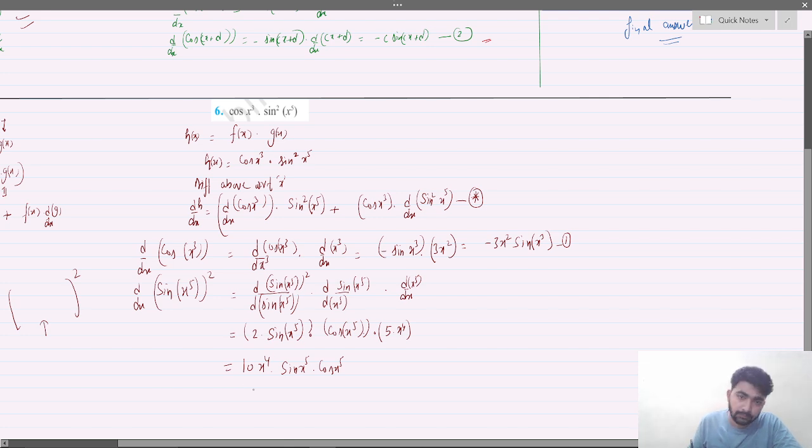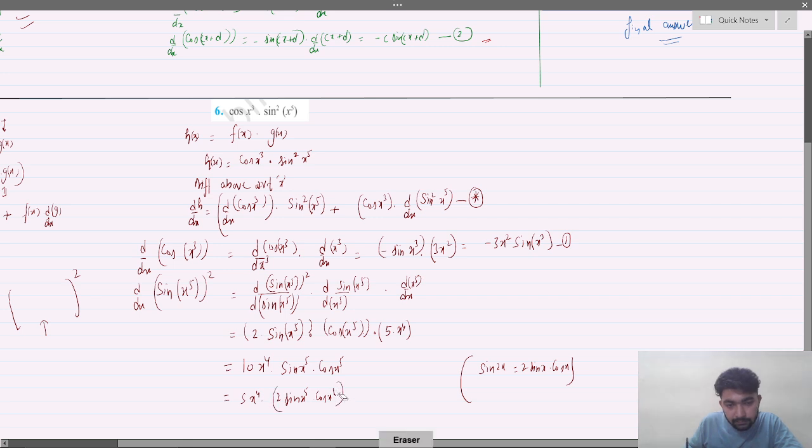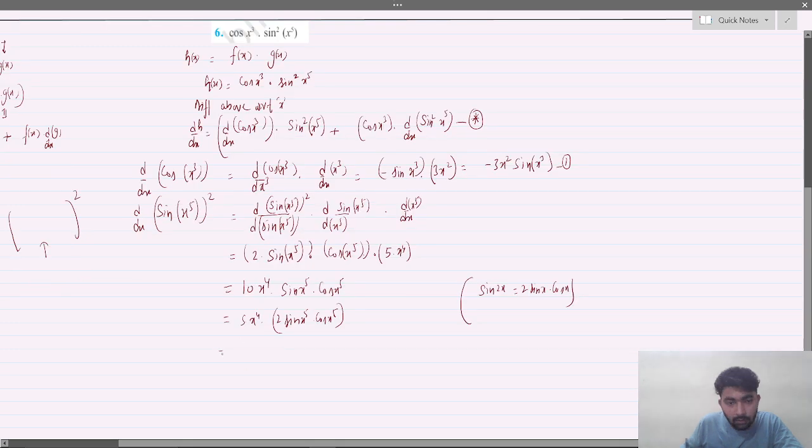Either you can leave it here, or we can write, as we know in trigonometry we have the formula of sine of 2x, which is 2 sine x cos x. So we can convert this into 5 x raised to the power 4 times 2 sine of x raised to the power 5 cos of x raised to the power 5. So here it will be 5 x raised to the power 4 sine of 2 x raised to the power 5. This is your final one.